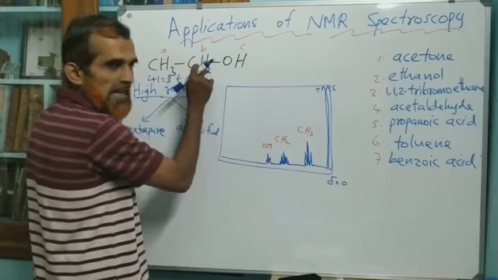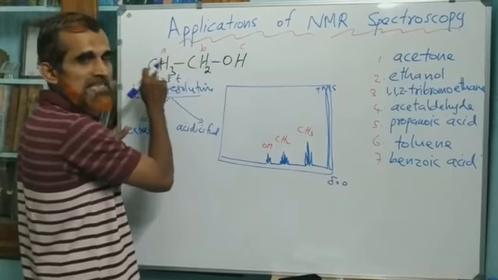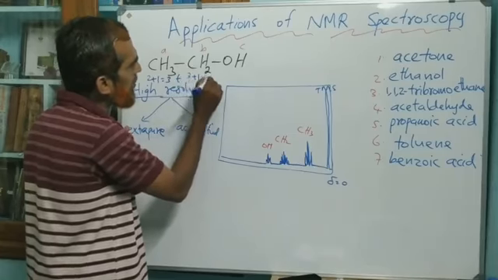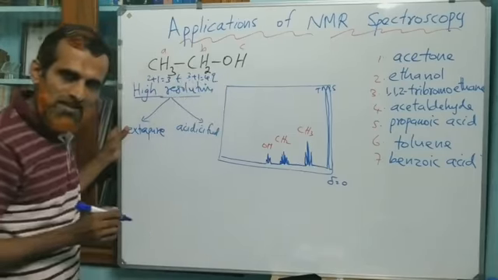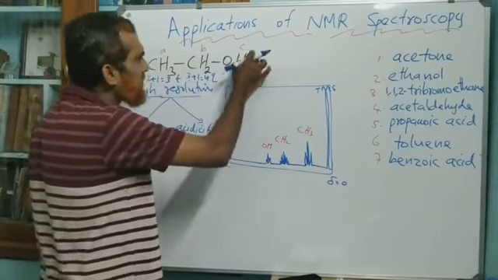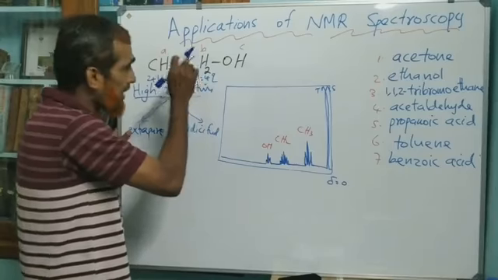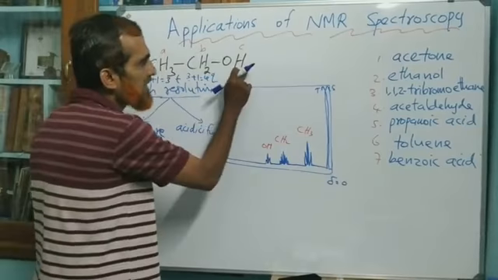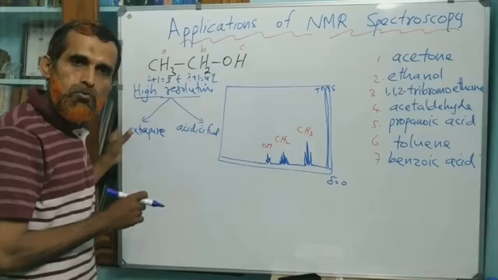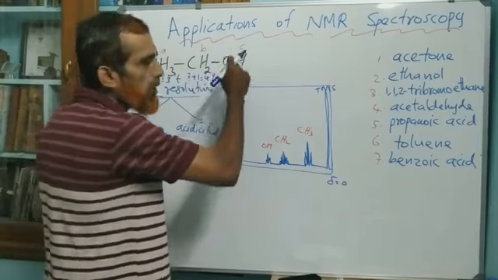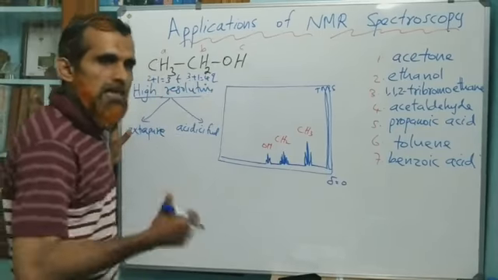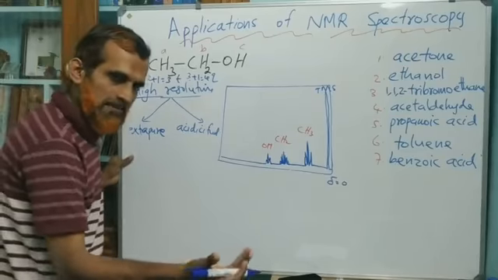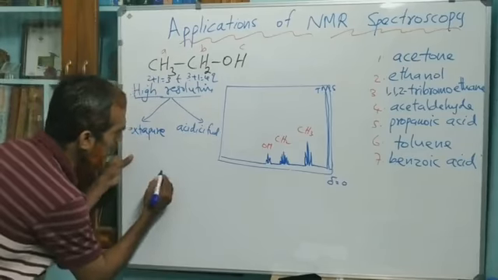Now the CH2 signal is split only by this CH3. So it will be 3 plus 1 equals 4, that is a quartet. The OH signal is not split by CH2, and the CH2 signal is not split by OH. Why? Because the OH proton is not stable there. It is continuously migrating. That is called the solvent exchange phenomenon. We can show it like this. See?